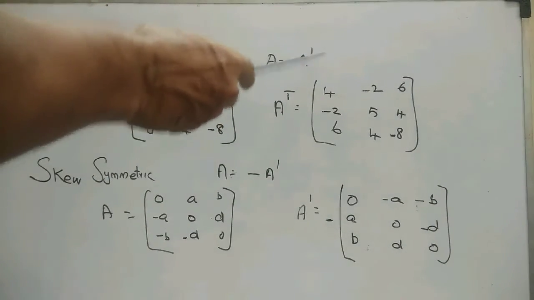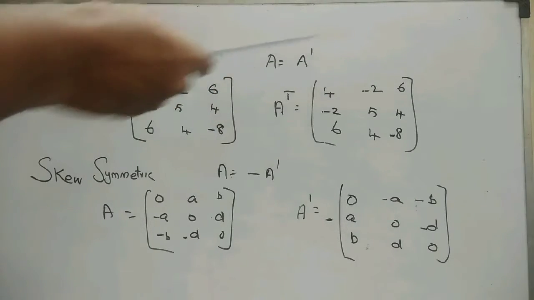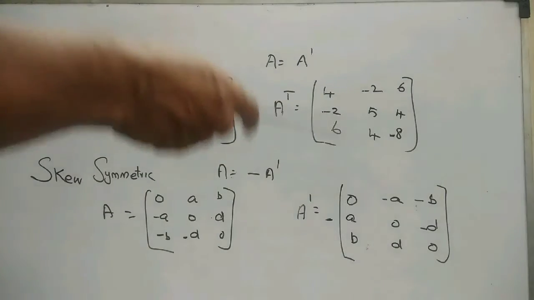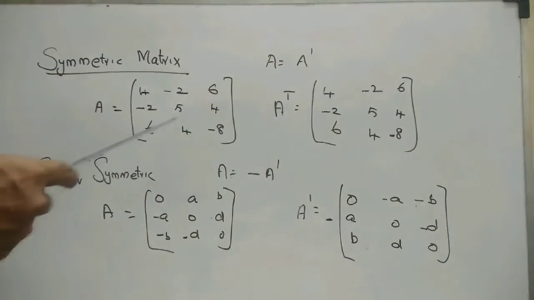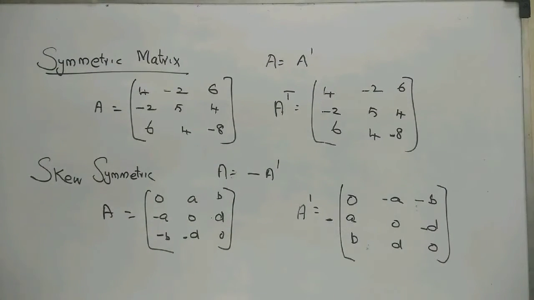So I have put here T. That means A transpose, or you can simply put a line. Both are the same. So generally they use the notation like this. If you are changing the rows into columns, 4, minus 2, 6 here, minus 2, 5, 4 here, 6, 4, minus 8 has come over here. So the matrix that you are getting is the same matrix, then we call it a symmetric matrix.